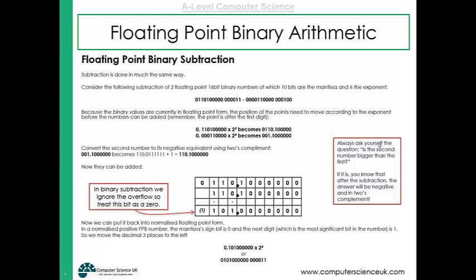Now it says here, always ask yourself the question, is the second number bigger than the first? If it is, you know that after the subtraction the answer will be negative and in 2's complement. Remember, if you take away a larger number from a smaller number, the answer will be negative. If it's in 2's complement and we want to be able to read that, we may need to convert it back, and that might be handy in this next example.